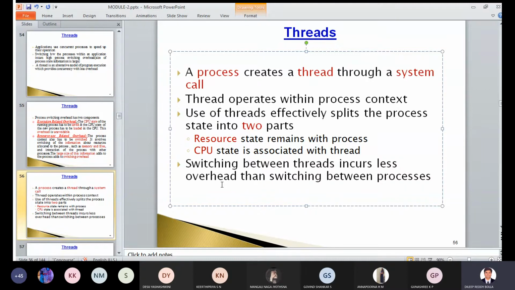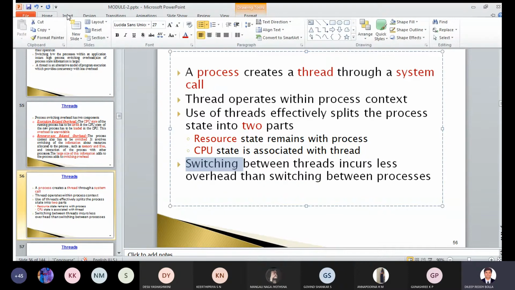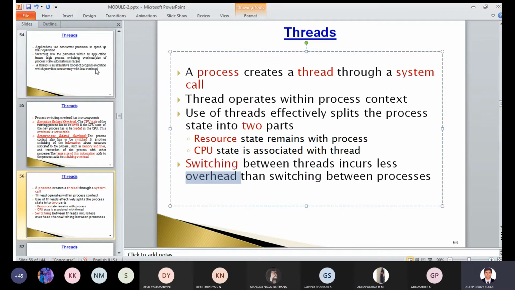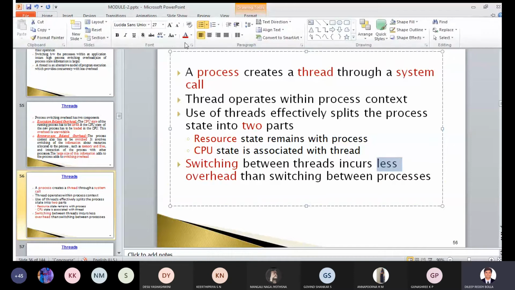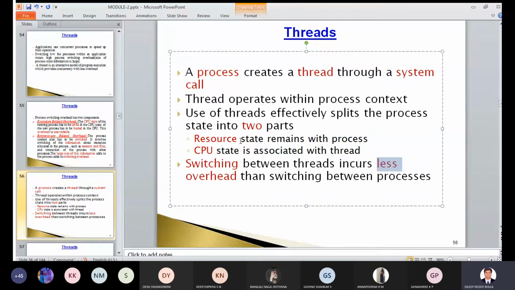state. Okay. So whenever you are trying to switch between the threads, right, which will incur less overhead compared to the switching in process. Switching in threads will be incurring less overhead. So less overhead means what? No need to carry too much data from the resource and too much data from the CPU when compared with the process. When you switch from one process to another process, compare that with switching from one thread to another thread, we will get less overhead. So less things have to be carried out.